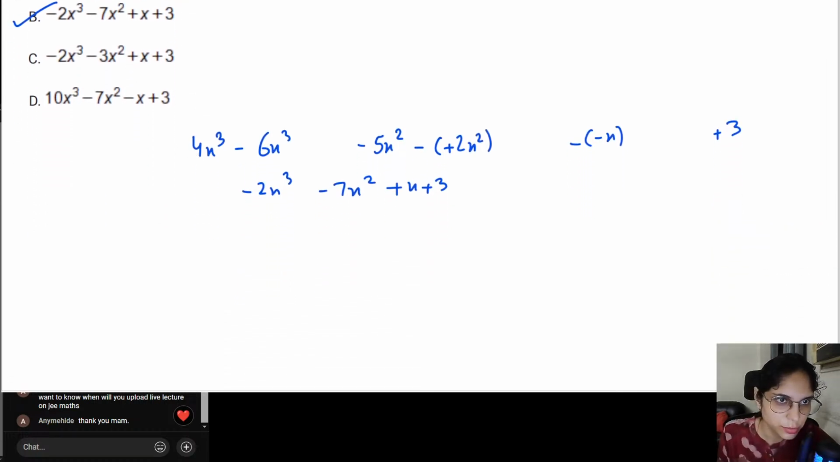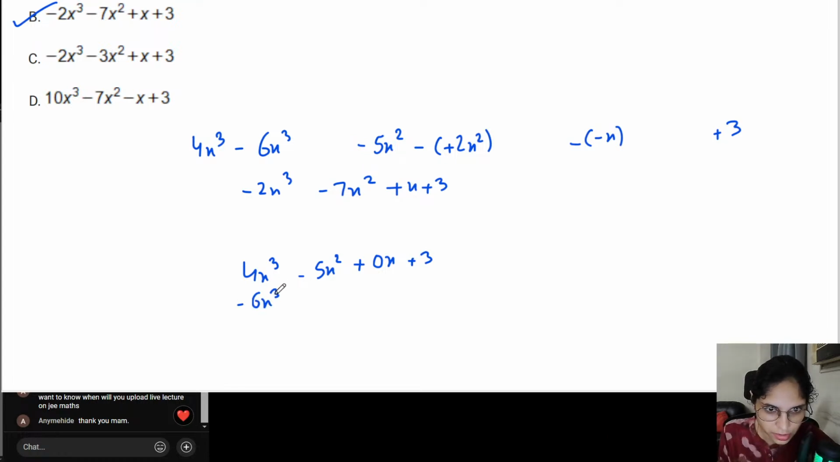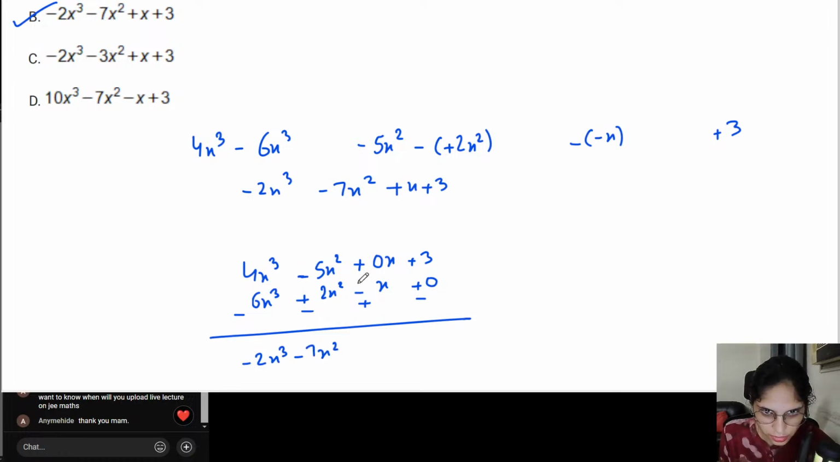If you want, you can use the vertical method also. But there, write all the terms. 4x cube minus 5x square plus 0x plus 3. Negative 6, I think it's plus 6x cube, yeah. 6x cube plus 2x square minus x, and there's nothing, so plus 0. Because we are subtracting, change all the signs. 4 minus 6 is negative 2. Negative 5 minus 2 is negative 7. 0 plus 1 is plus 1. 3 minus 0 is 3. That's also how you can do it.